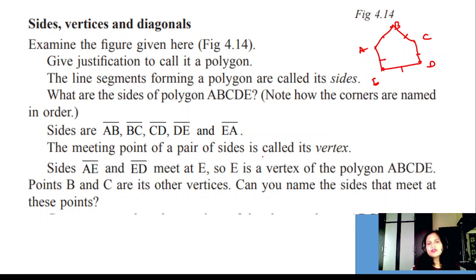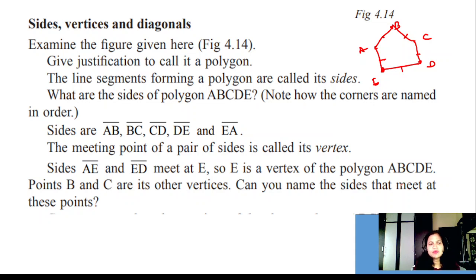The meeting point of the sides is called the vertex. These are the vertices: A, B, C, D, E. These points are called the vertices of the polygon. The sides AE and ED meet at E. E is a vertex of the polygon ABCDE. Points B and C are its other vertices.